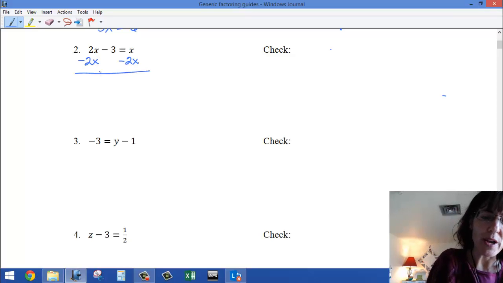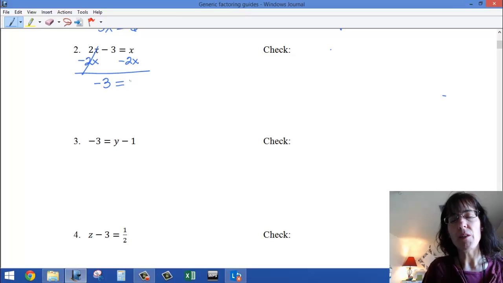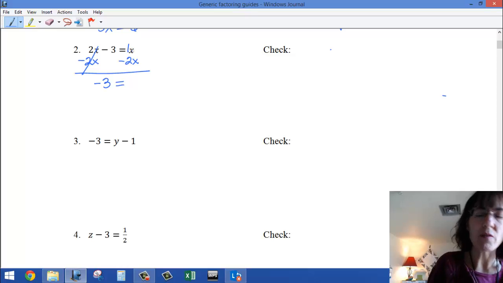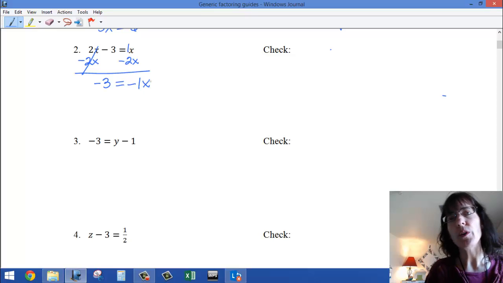So I have a positive 2x, and then I have a negative 2x. Those are going to cancel, and I'm left with a negative 3 on the left, and then I have a positive 1x and a minus 2x. Remember, you can think of that as a 1. And so I have a 1 minus 2, which is just a negative 1x or a negative x. You can look at it either way.